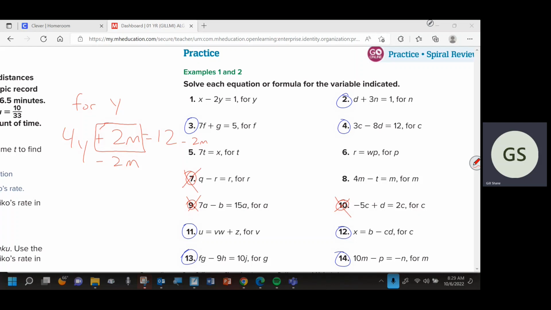I want you to try to create equations for those. They're significantly more difficult, but they're also more like what you're going to see on FSA.